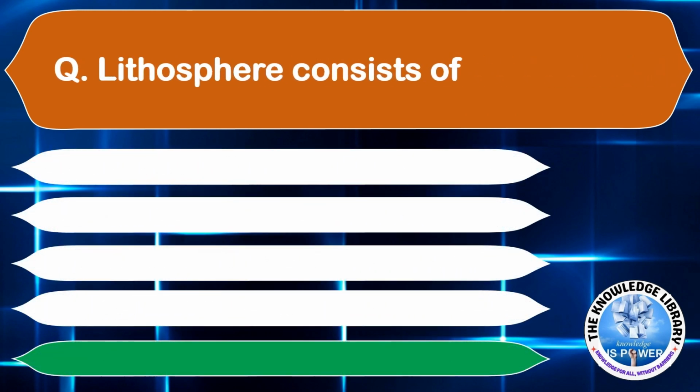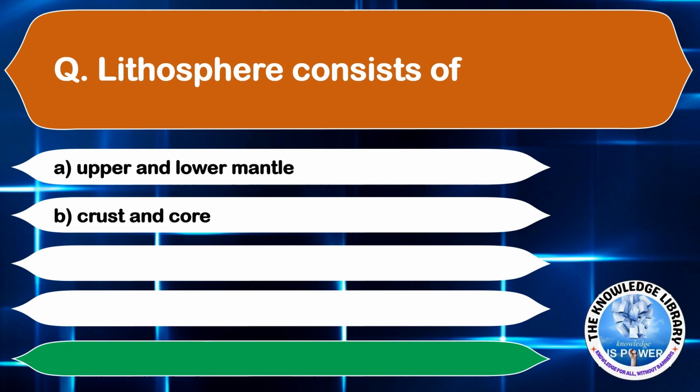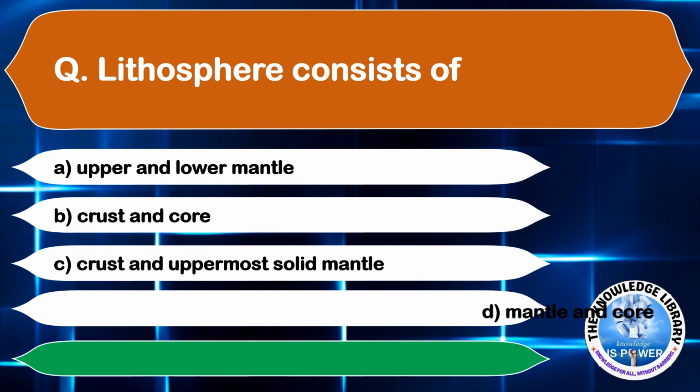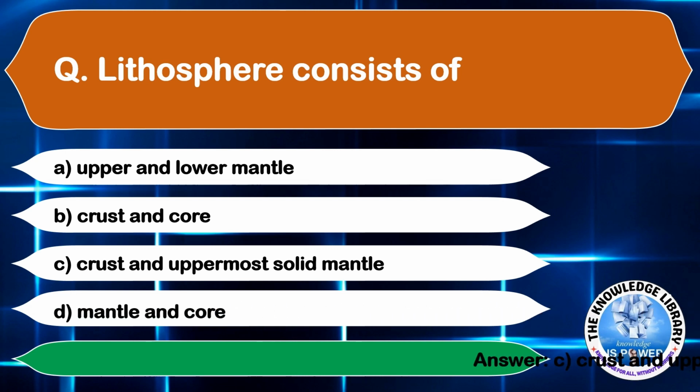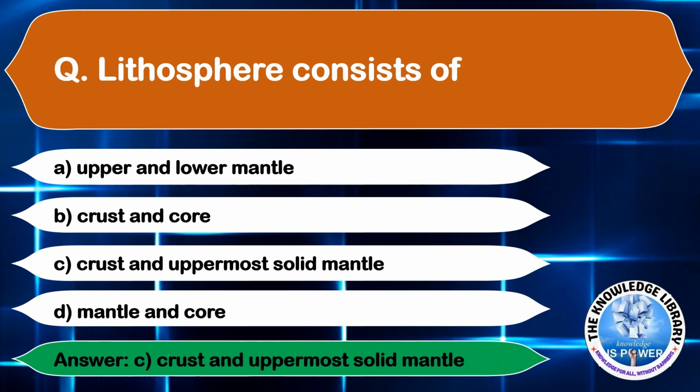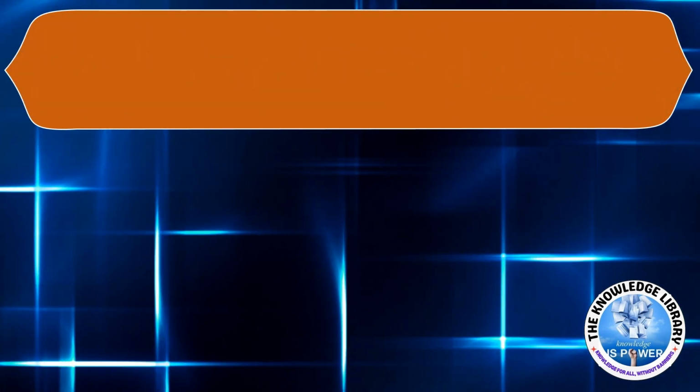Lithosphere consists of option A, upper and lower mantle. Option B, crust and core. Option C, crust and uppermost solid mantle. And option D, mantle and core. The correct answer is option C, crust and uppermost solid mantle. Moving on to the next question.